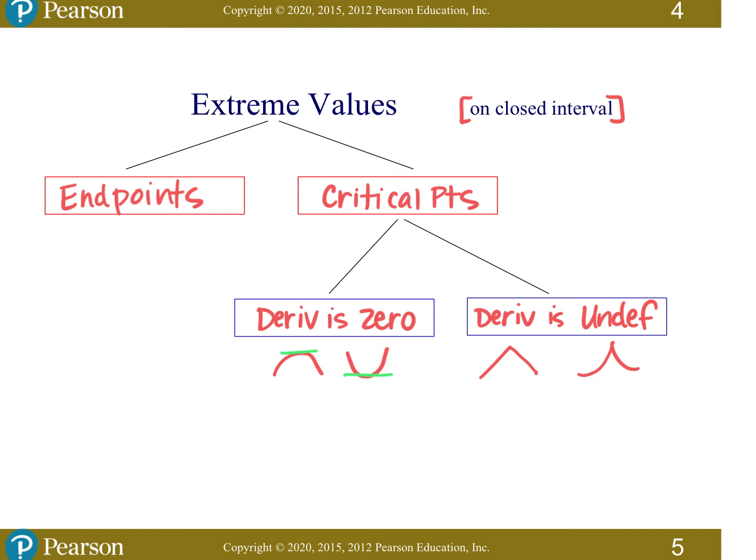So you just need to know where to look. You got to make sure you look at the endpoints to see if they are the absolutes. Or if they're not, then you look at the critical points and the two kinds of critical points, where either the derivative is 0, which is a soft rounded one, or where the derivative is undefined, where you have more of a corner. Those could be your critical points as well. So those are called the candidates. Okay, that's where you want to look.